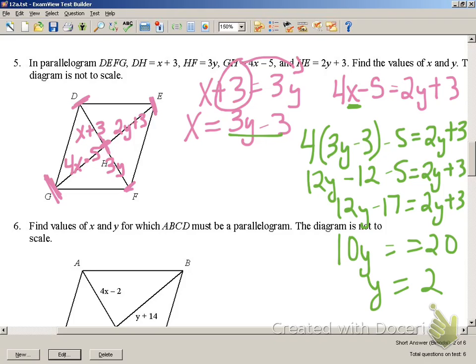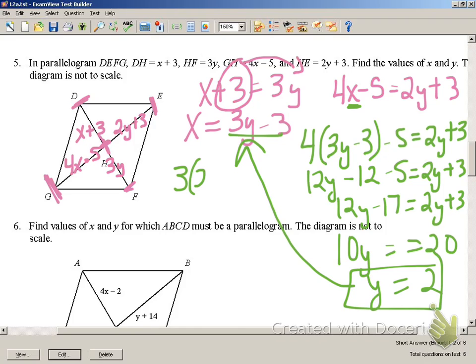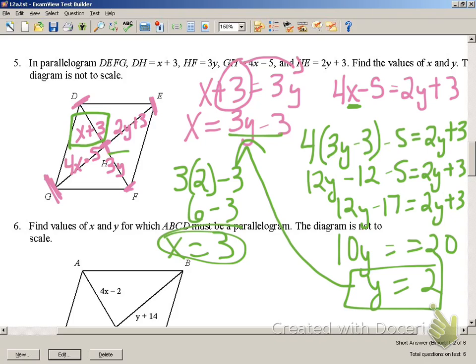Now, if I know that y is equal to 2, I can plug it in right here for that y. So 3 times 2 minus 3. 6 minus 3 gives us 3. So x equals 3 and y equals 2 in this particular problem. And just a real quick way to check that, notice I should have x plus 3, which would give me 6, and 3 times 2, which would give me 6. So that lets me know those two are equal. And if I plugged it in on the other two parts, it would be equal as well.